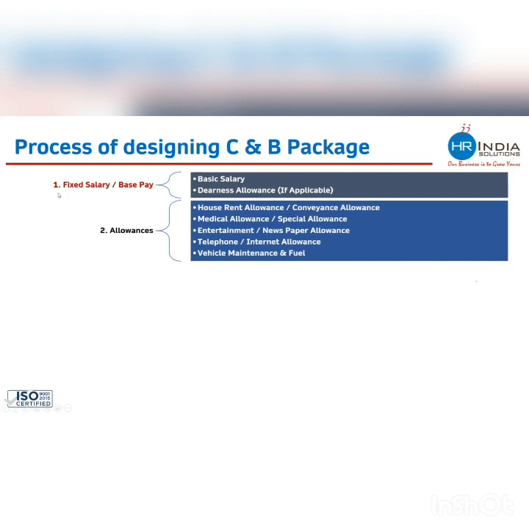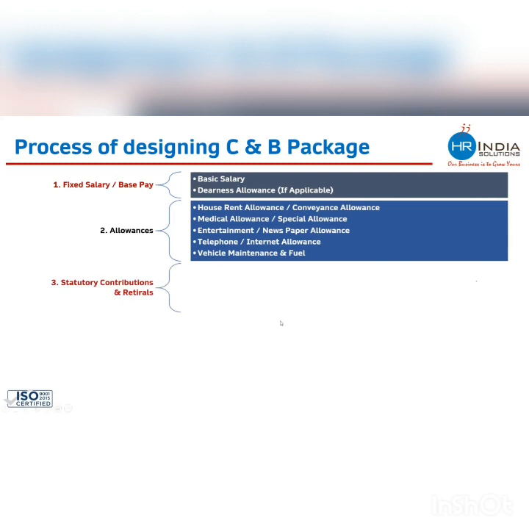Now the combination of this fixed salary and allowances gives us the gross salary of the employee. This is the total earning capacity of an employee. Basic salary, base pay, and the allowances make up the gross salary, the total gross earning of an employee.